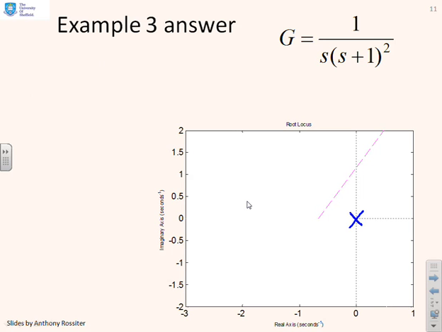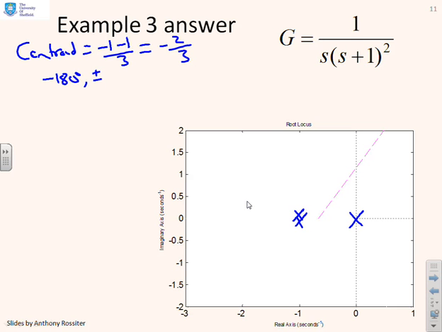So we've got a pole here at the origin, and we've got 2 poles at minus 1. If I calculate my centroid, then you'll see you're going to get minus 1 over 3, which is minus 2/3, and you'll have angles of minus 180 degrees plus or minus 60 degrees. So I can mark my centroid, and again you'll see that I've done it for you to make sure the sketch is reasonable.